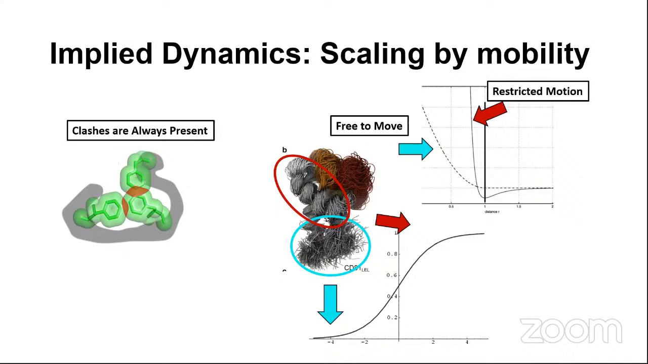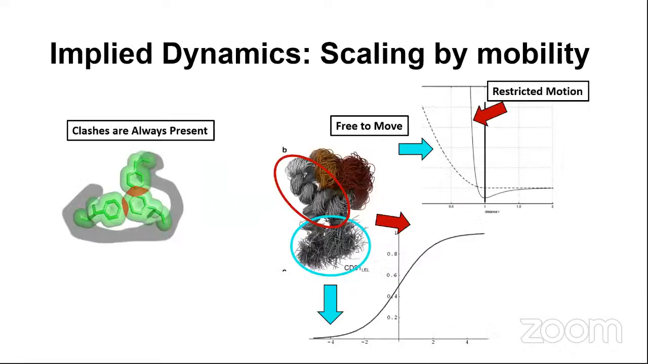And we can go even further by changing, as you see in the upper right here, the function of the terms that we use. So when we have a restricted motion, we use the actual repulsive force, which has a very sharp cutoff when the atoms get too close. Whereas when they're free to move, we have a more relaxed dependence on the distance.